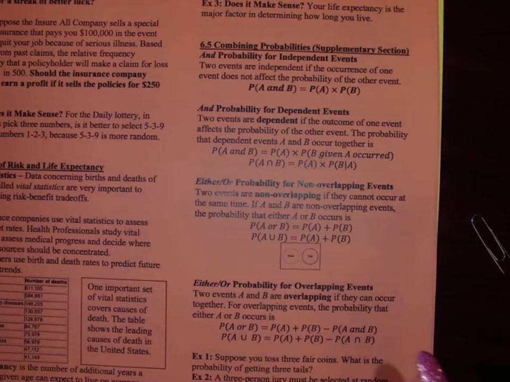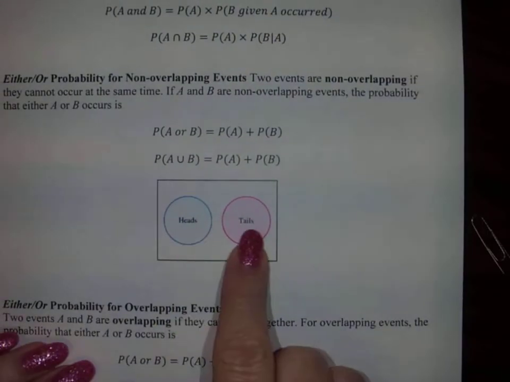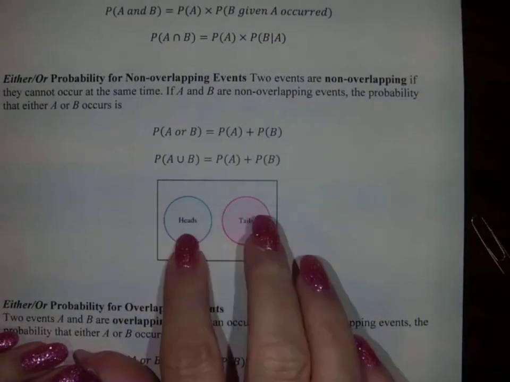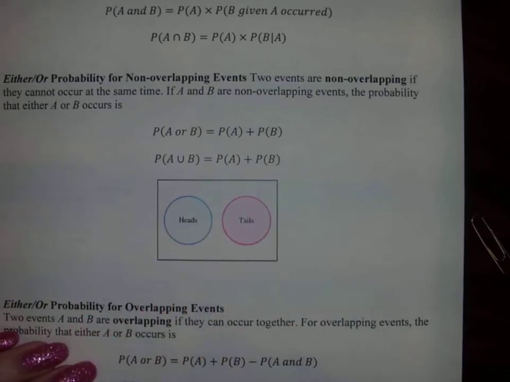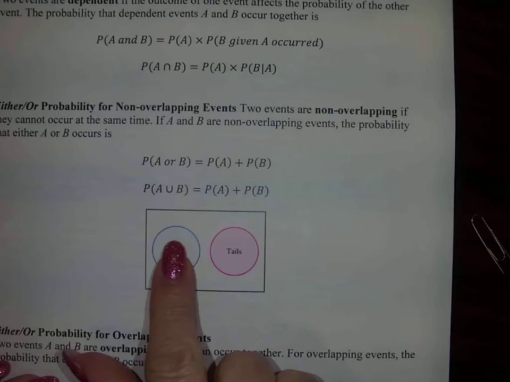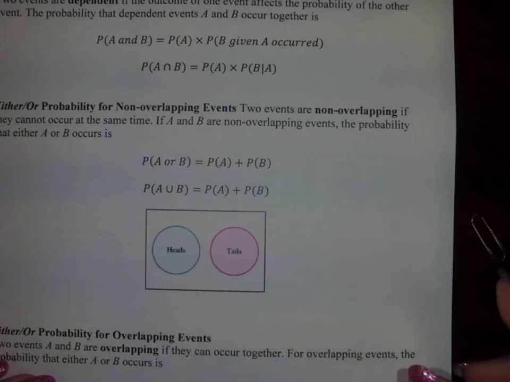One of those events would be flipping a coin, heads or tails. They can't occur at the same time. They do not overlap. You get heads or you get tails. You can't get them at the same time on a coin. So you'll add the probability of this plus the probability of that.